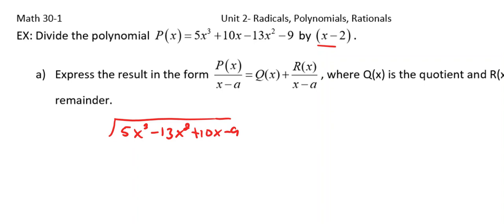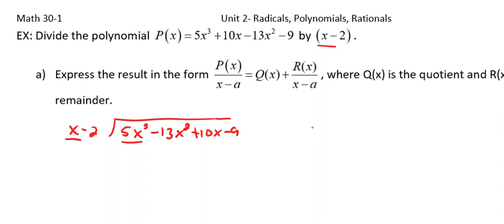And then we're going to divide that by x minus 2. So I've got it set up, and what am I even thinking? I'm trying to see how many times x goes into 5x cubed. That's really what the question is here, right? So how many times does x go into 5x cubed? 5x squared. Perfect. It goes in 5x squared times.